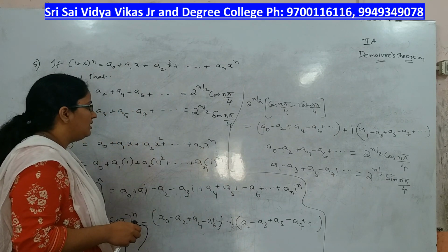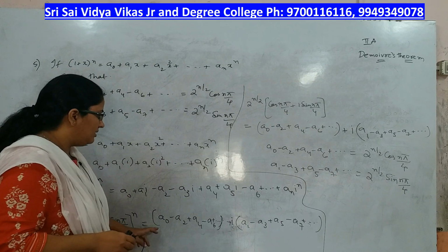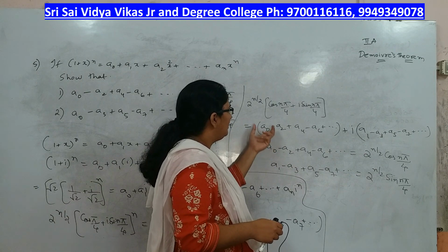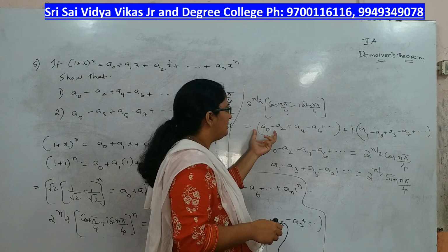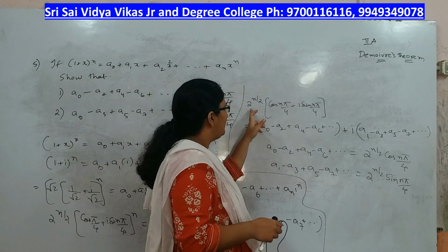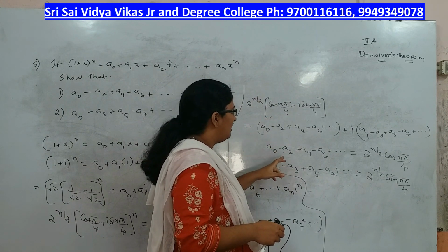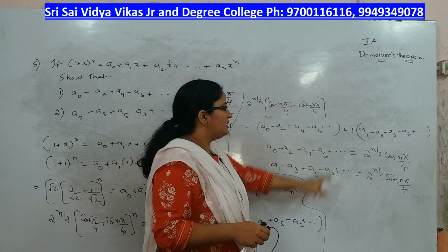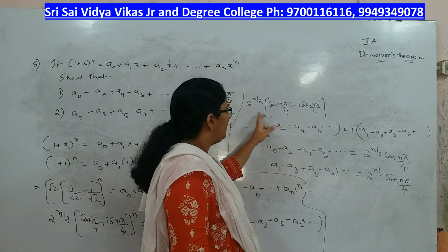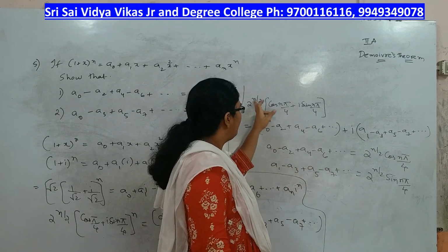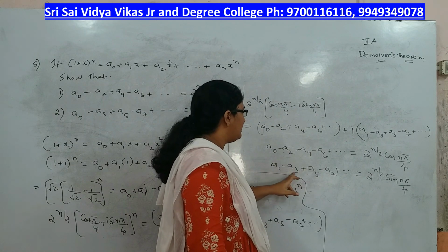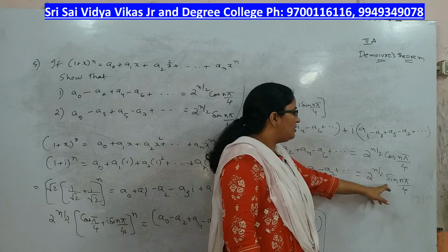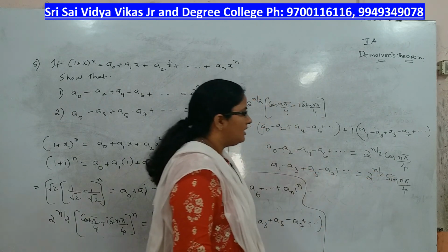Now equating the similar terms, I mean the corresponding terms, you get 2^(n/2) cos nπ/4 is this a0 minus a2 plus a4 minus a6 and so on, and this will be 2^(n/2) sin nπ/4, a1 minus a3 plus a5 minus a7 plus so on, is equal to 2^(n/2) into sin nπ/4. That's about this problem.